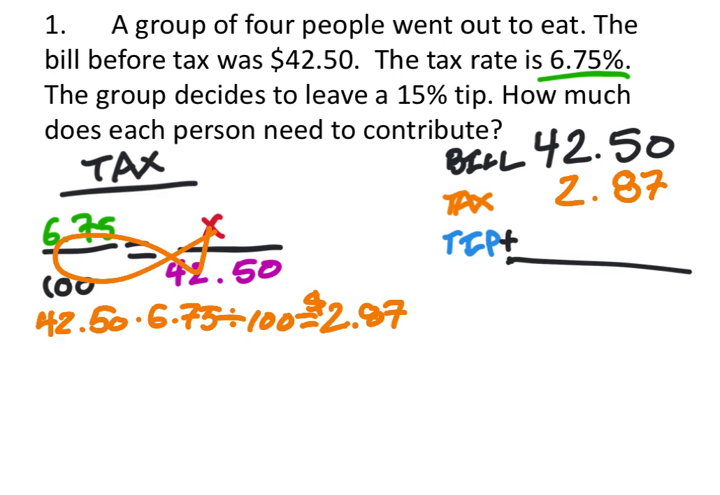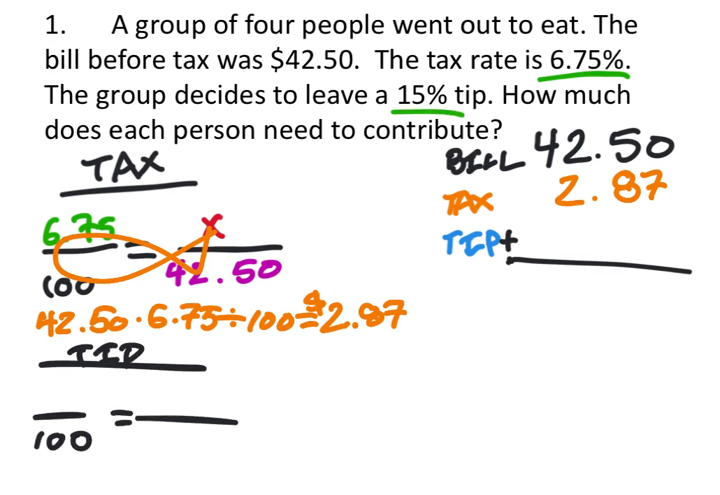So that's the tax. But what about the tip? Well, the tip is going to work exactly the same way. It's just the percent is going to change, right? So with our percent proportion, it's still out of 100, but this time we're going to leave a 15% tip right here. So that goes right there. And again, it's 15% of the $42.50. So that goes in the denominator. And again, we're solving for the numerator right here.